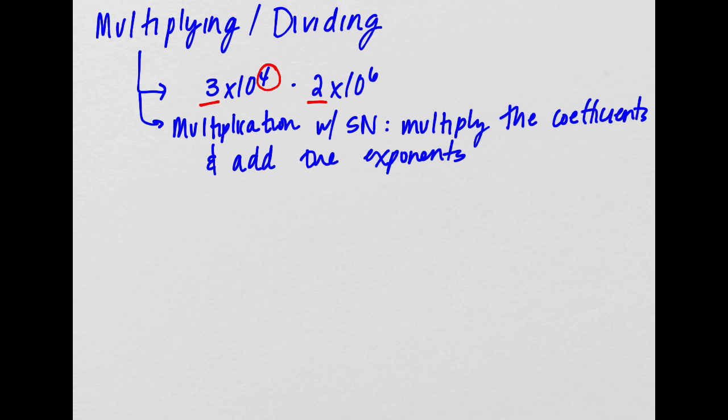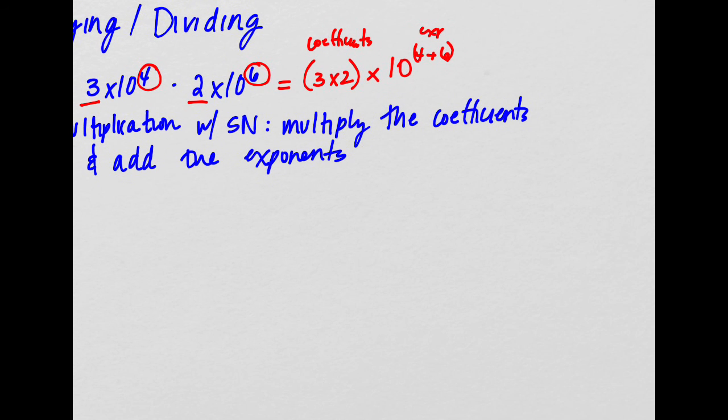meaning this and this. So another way to write this would be 3 times 2, multiplying the coefficients, and then we're going to multiply that by 10 to the 4 plus 6. We add the exponents. So our value for that is 3 times 2 is 6, times 10 to the 4 plus 6, which is 10. There's our answer. Let's do another example.